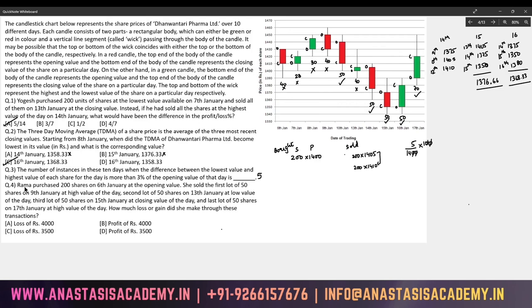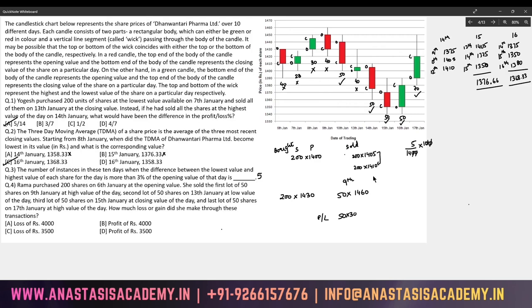Now, last question. Rama purchased 200 shares on 6th January at the opening value. 6th January, she purchased 200 shares at 1430. She sold the first lot of 50 shares on 9th January. So 50 shares she sold at the high value of 9th January. 9th January, high value is 1460. So profit per share that she has got for these 50 shares is 50 into 30. This is the profit or loss per share. This is what happened on 9th.